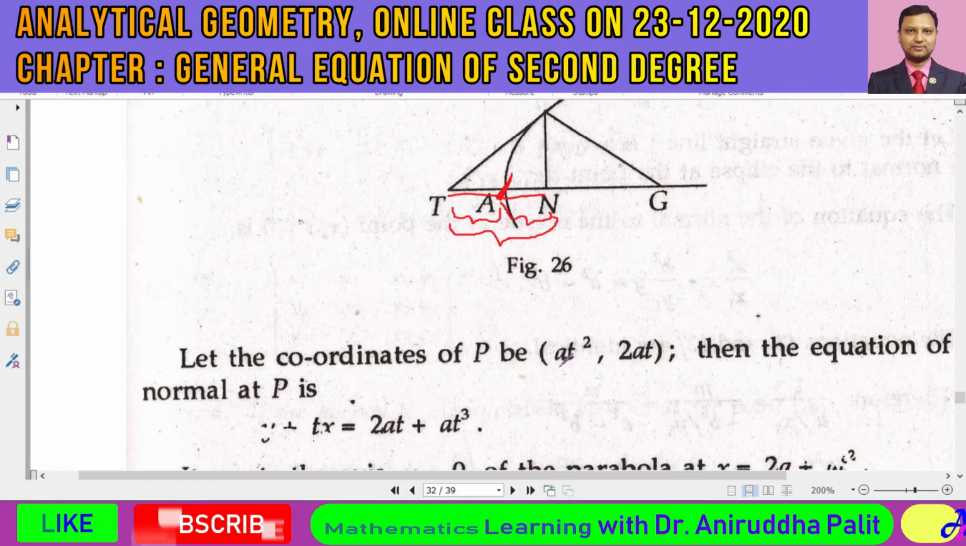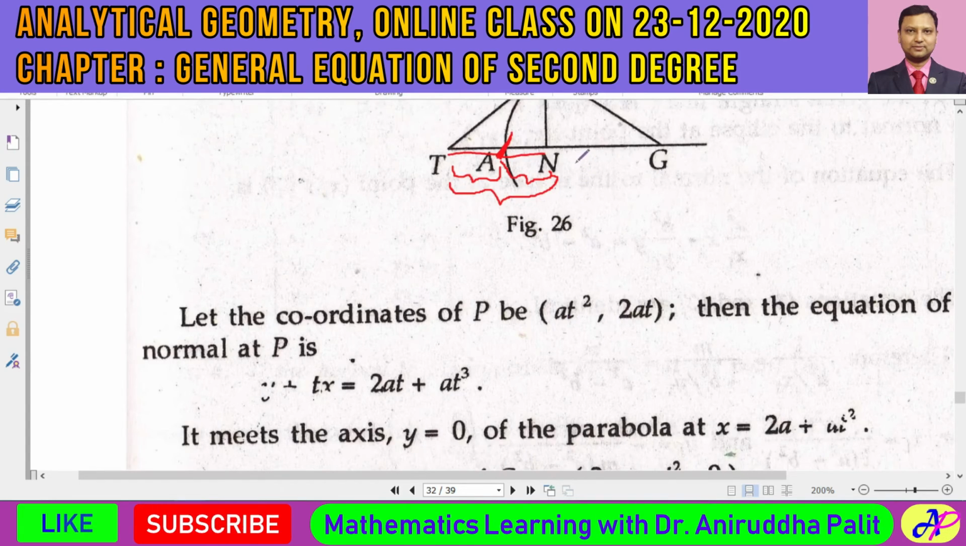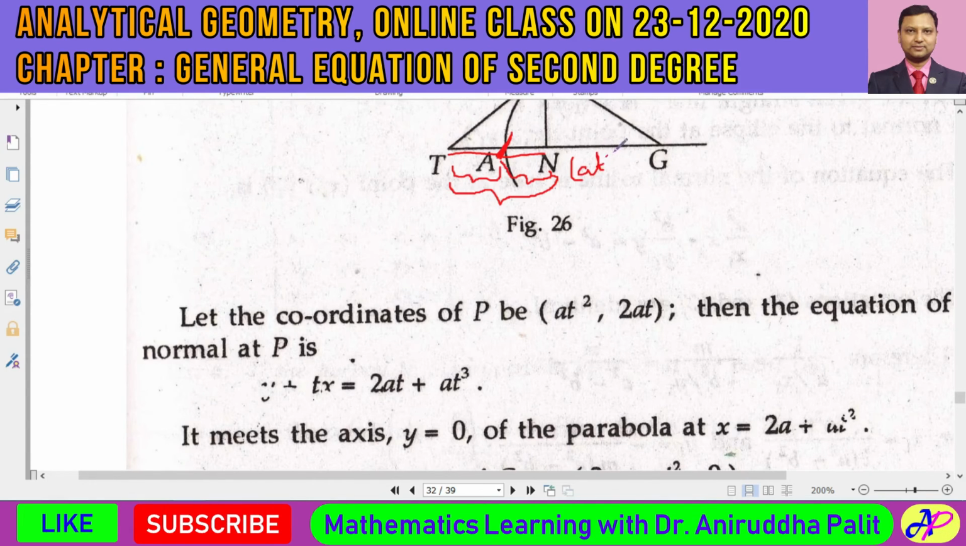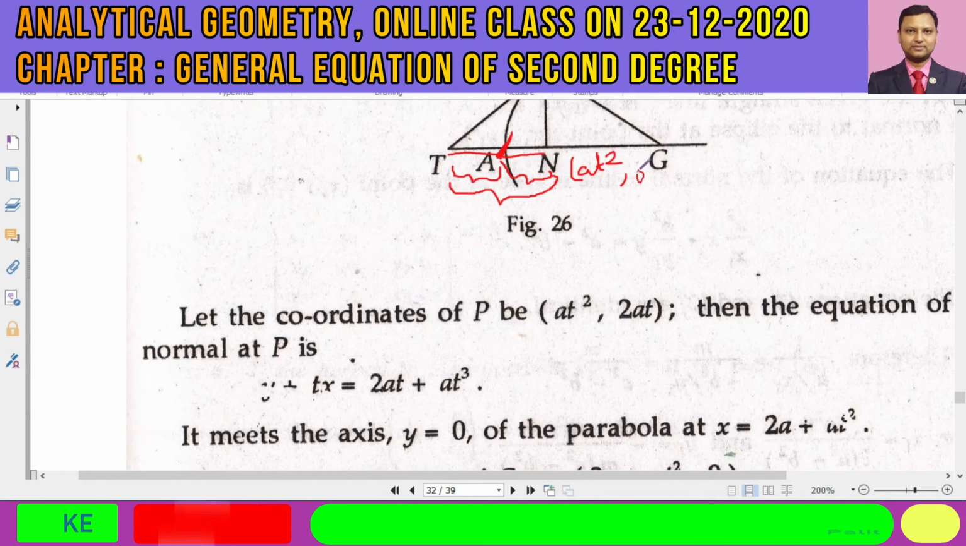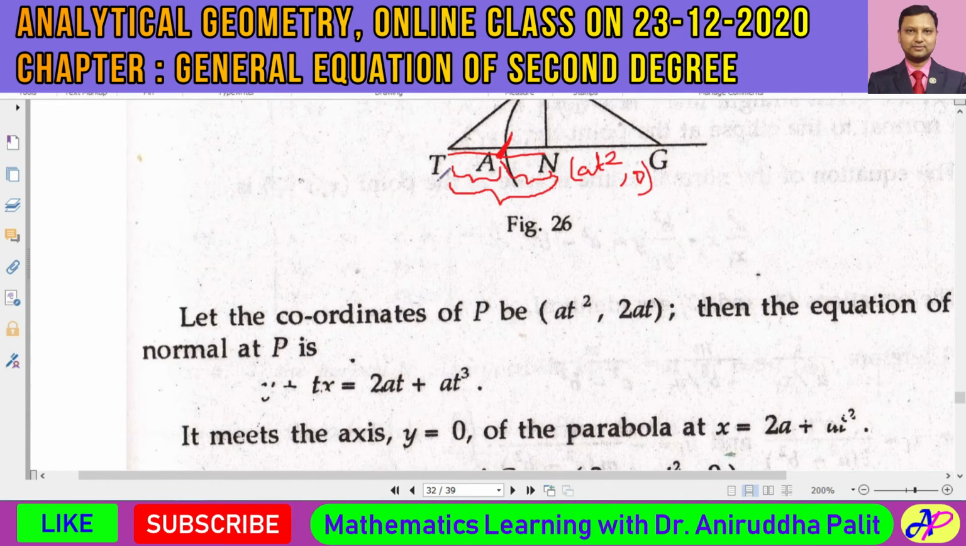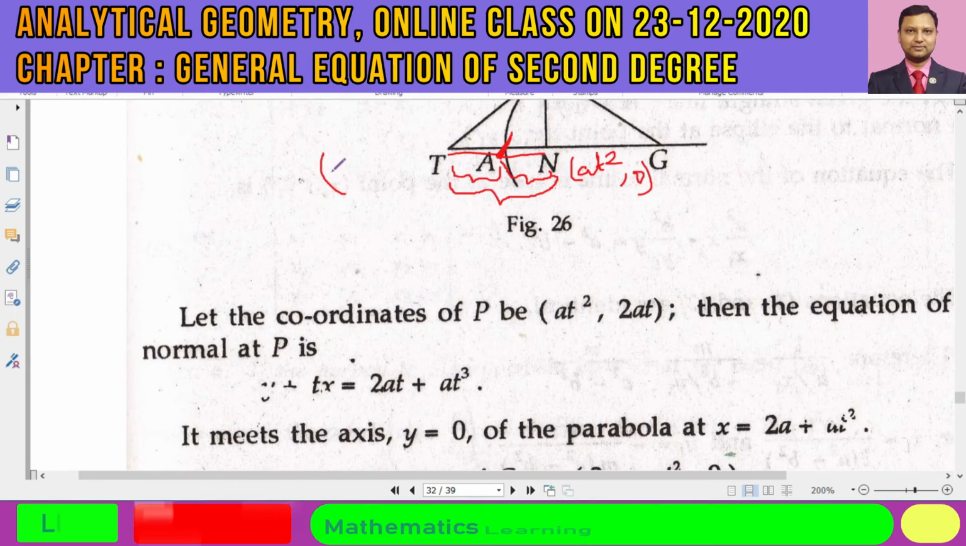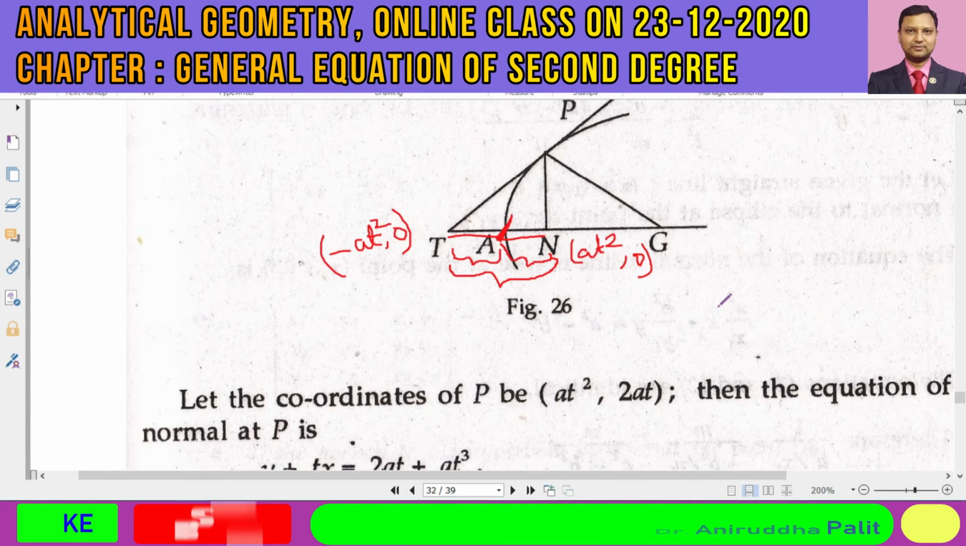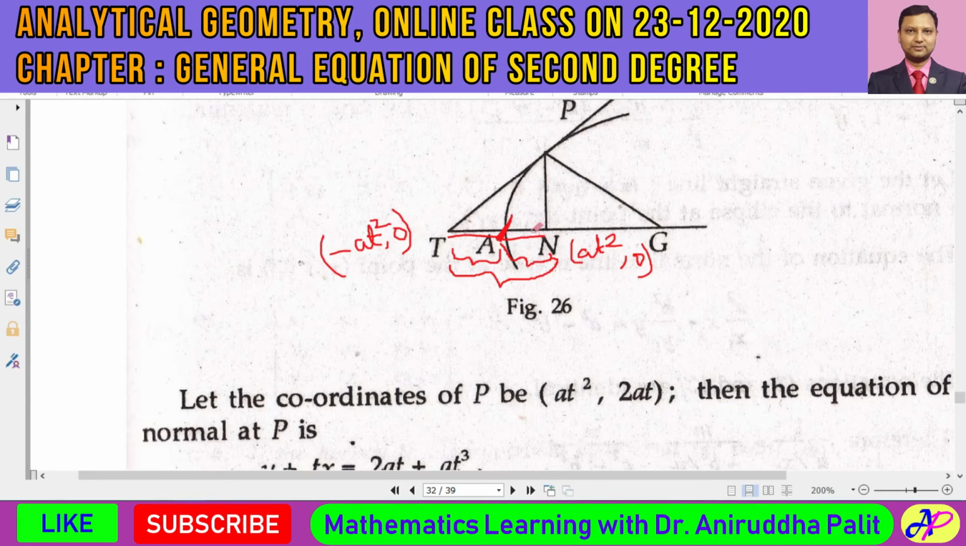So how to prove this result? We already got the coordinate of N. What is the coordinate of N? The coordinate of N is (at², 0). Now if we find the coordinate of T, you will find the coordinate of T becomes (-at², 0). I am not showing this result; you will have to show this result in your exam. Got it? The coordinate of T would be (-at², 0).